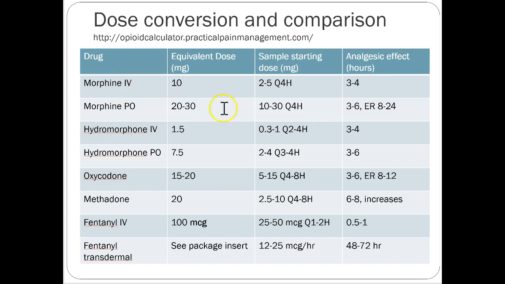I won't give you a chart like this, but for the specific question, I will give you the exact conversion you need to know. So if I'm asking you to convert from IV morphine to PO oxycodone, I'll tell you what conversion, and I won't give you a range. I'll say, 10 of morphine is 20 of oxycodone. I'll make it specific. But this is generally what we're looking at as far as conversion goes.